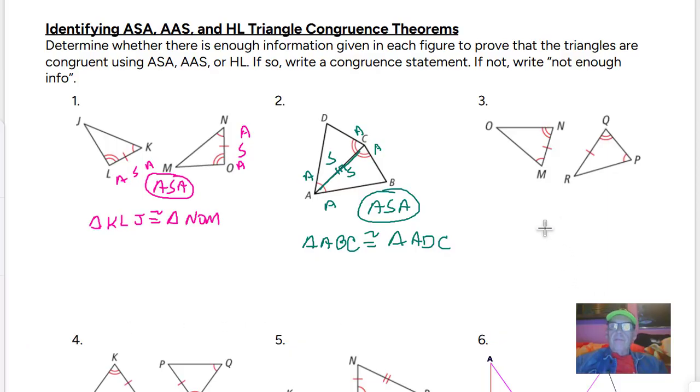Let's look at number 3. Here we have P is congruent to M, that gives us an angle. We've got Q congruent to N, that gives us an angle. And we have QR congruent to NM, that gives us a side. Notice what we have, though, is here we have an angle angle side pattern. But what we have here is an angle side angle pattern. These two triangles cannot be congruent. So we say not enough info.